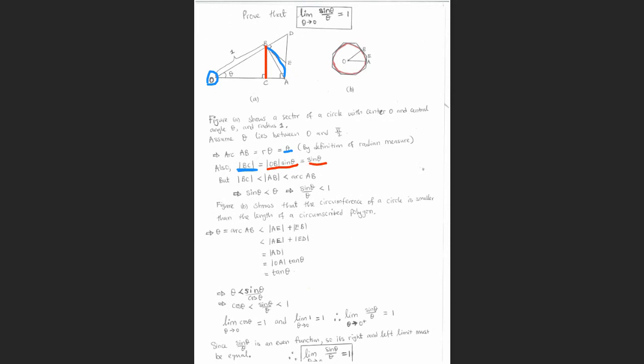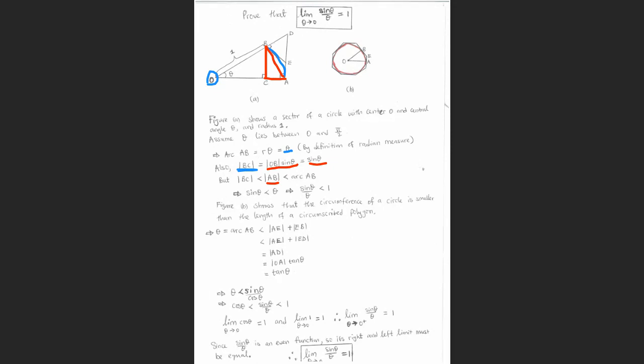But the distance BC is smaller than the distance AB. That makes sense, right? Because if you look at this, let me just complete the triangle there. If you notice, BA there is the hypotenuse of this little red triangle that I drew. It means that distance BA needs to be longer than BC. And also, take note, BA is smaller than the arc AB. So BA is smaller than that blue arc that you see there.